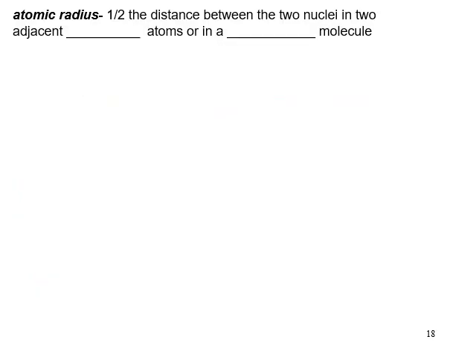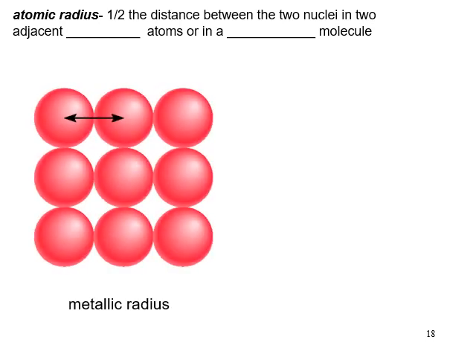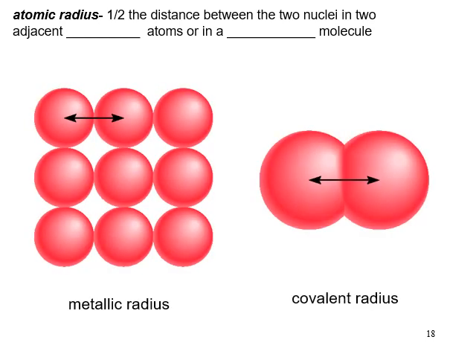Now, atomic radius is defined as half the distance between two nuclei in two adjacent metal atoms or in a diatomic molecule. You think, well, what does this mean? This is just a definition of size. So the size of the atom is this plus this, which makes the whole. Or if it's a gaseous molecule, it's this plus this to make the whole. So covalent versus metallic is how you're seeing the difference of those.